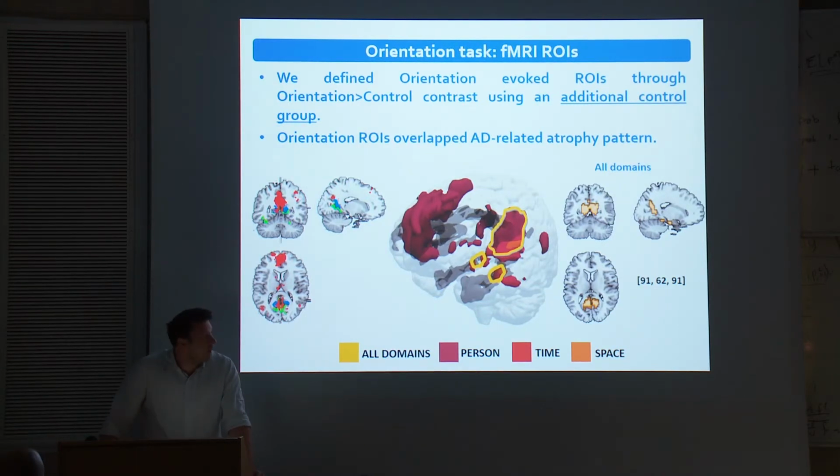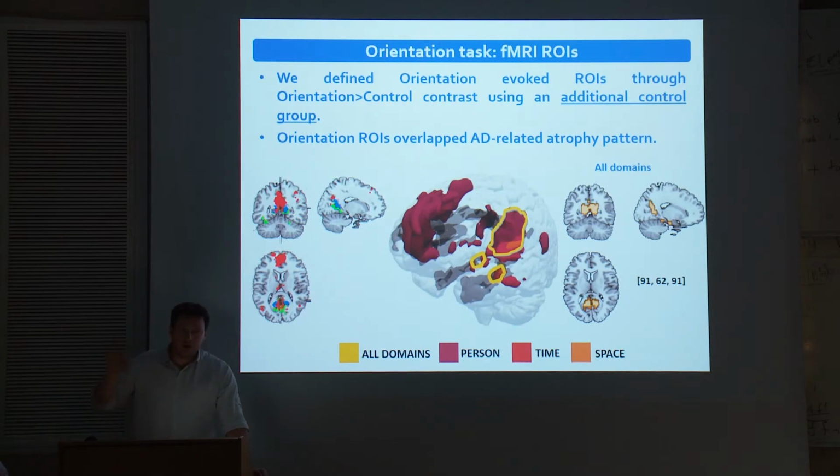Now let's look at the functional fMRI results that we got while subjects were performing the task. Just before going into the results, I'll state that this was an ROI-based analysis, meaning that we looked at predefined regions. We took another control sample and defined the task-evoked regions using that control sample to avoid circularity, essentially finding exactly what we're looking for.